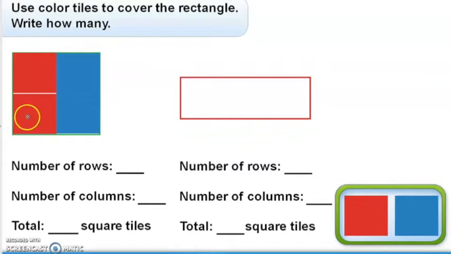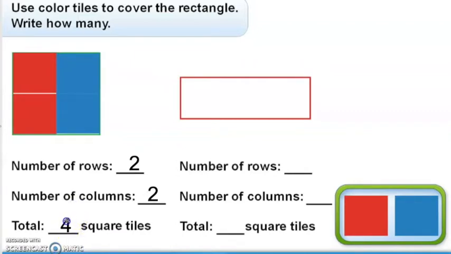So right here we have one row and we have two rows. So the number of rows in this rectangle is 2. And then the columns, remember, go up and down. So we have one column, two columns. So we have 2 columns as well. Okay, and then for the total square tiles that we used: 1, 2, 3, 4. So 4 square tiles were used.